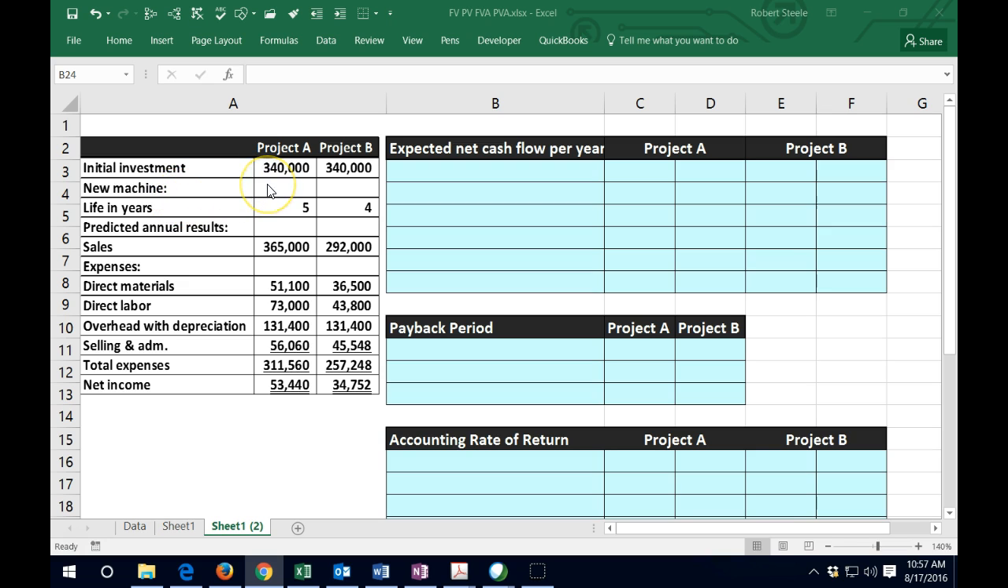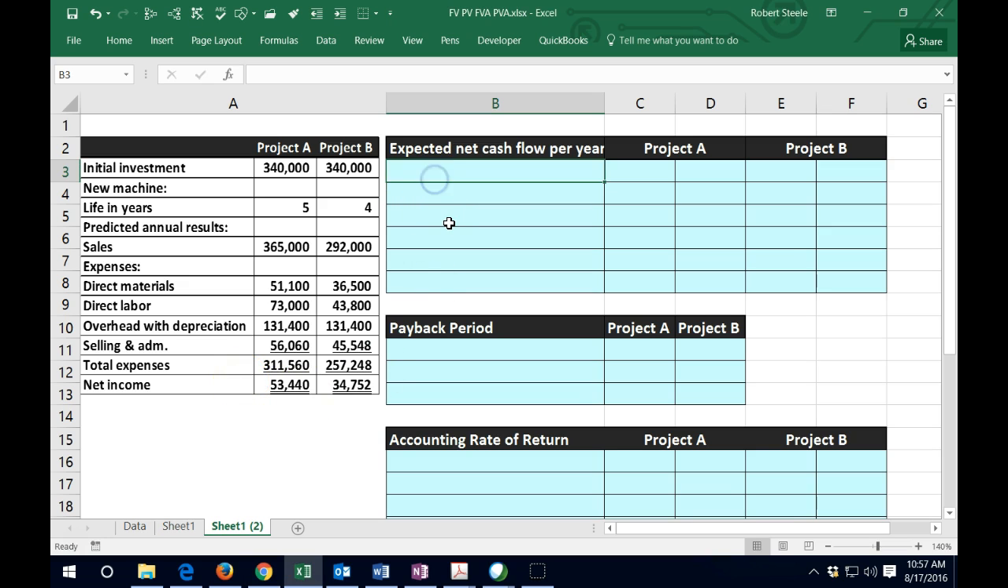The cost is the same in this case, 340 versus 340, project A and project B. The machine is going to have a 5-year life in project A and a 4-year life in project B, and then we have the annual production results. We're going to have sales here, and then the related expenses under project A and project B, and try to do a comparison based on this.